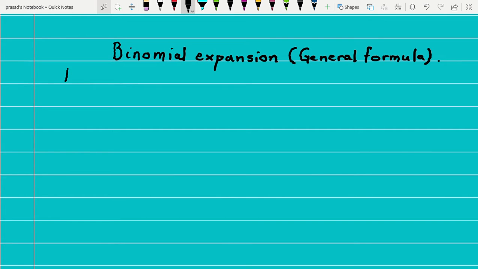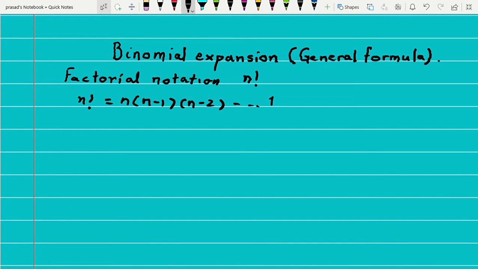So first one is factorial notation. Now what is factorial notation? Factorial notation is shown by this sign n factorial, and n factorial will mean starting from n, making 1 less, the product of all the factors up till 1. What does this actually represent?